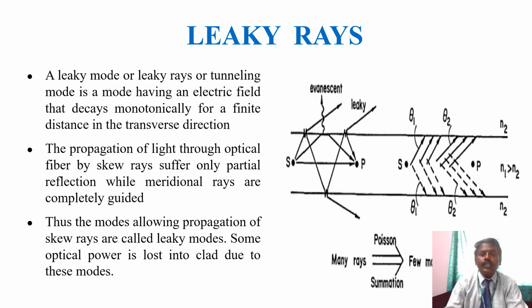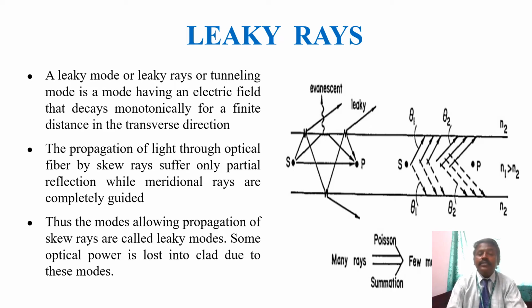Okay, then the fourth one, leaky rays or trapped rays. The leaky ray, or leaky mode, or in another way a tunneling mode, is a mode having an electric field that decays monotonically for a finite distance in the transverse direction. Transverse direction means the direction perpendicular to the axis. The propagation of light through optical fiber by skew rays suffers only partial reflection, while meridional rays are completely guided within the fiber. These modes allowing propagation of skew rays are called leaky modes.